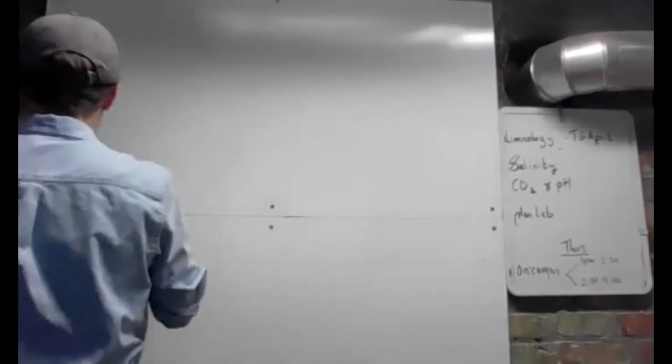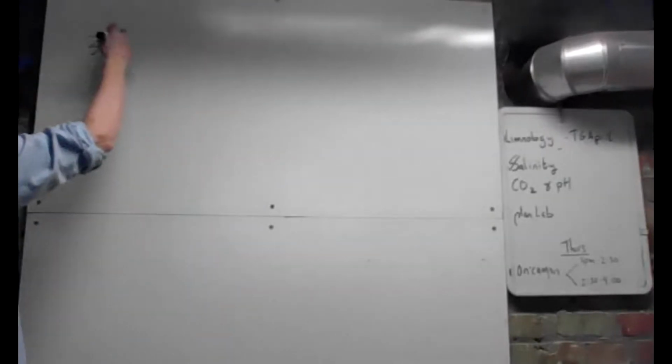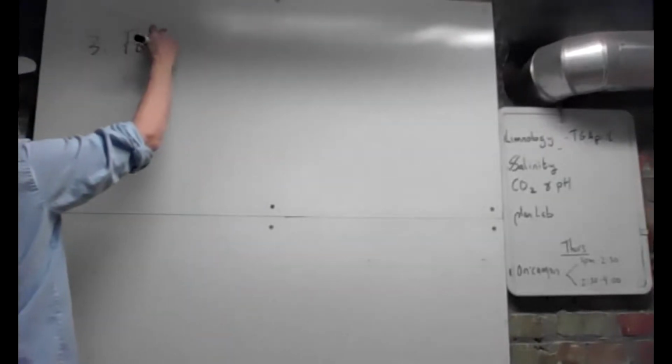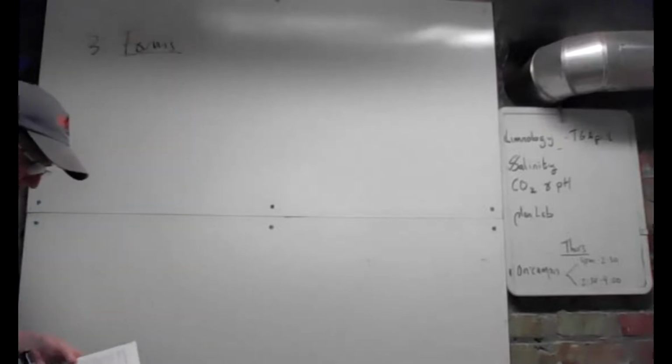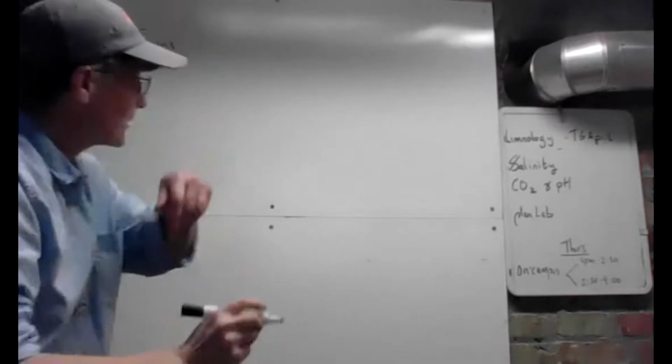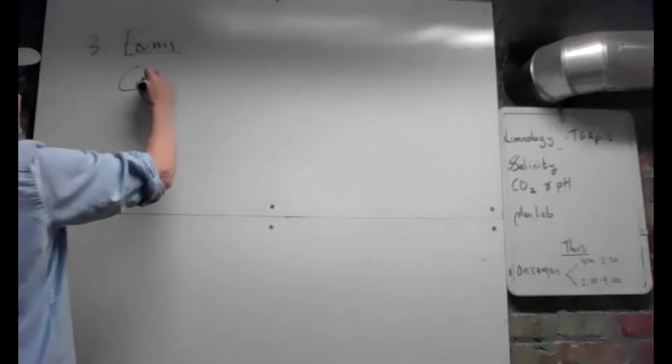All right, what forms does the inorganic carbon take in a lake? Like what, bullet point 3? 3 forms. All right, well, I think we've got forms. We got carbon dioxide.